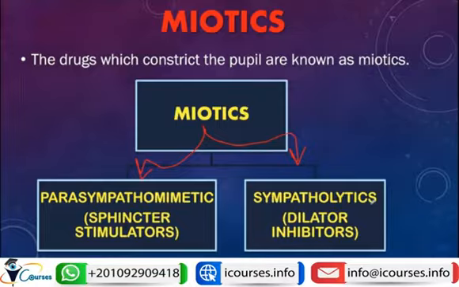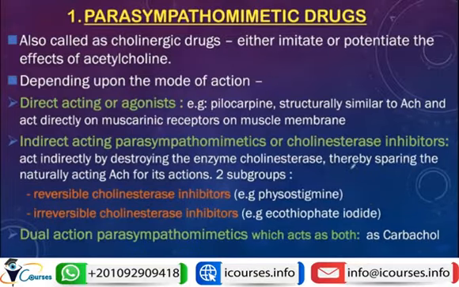Yes, exactly. The parasympathomimetics are much more common. So what are the parasympathomimetic drugs? The parasympathomimetic drugs are cholinergic drugs because they will act like acetylcholine on the muscarinic receptors. So they will have the same effect as acetylcholine. Either they will stimulate acetylcholine, or they will act like it, or they prevent its breakdown.